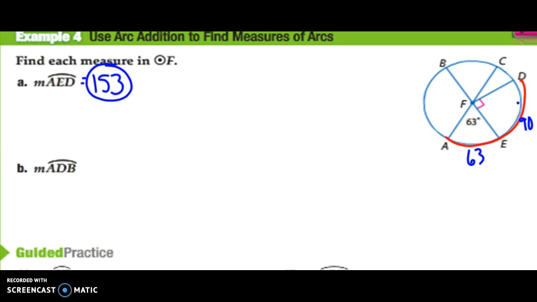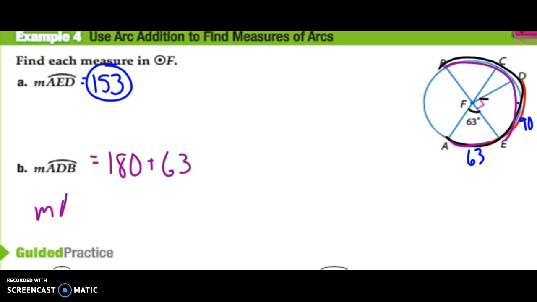Look at the next one, ADB. If I'm going ADB, it means I start at A, I go all the way through D, and then all the way through B. So this is 63 right here. I know that this is 90. I also can see that BE itself, the whole thing, right here, I'll draw in purple, is going to be 180 plus this 63. So this is equal to the 180 semicircle plus the 63 that we already have.